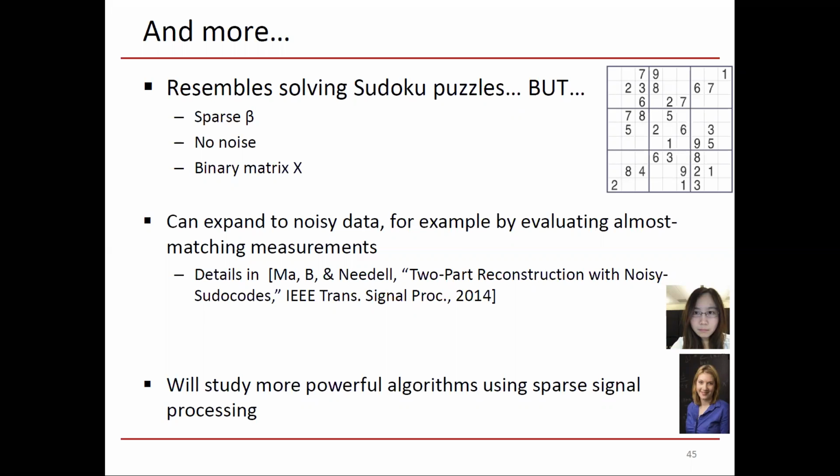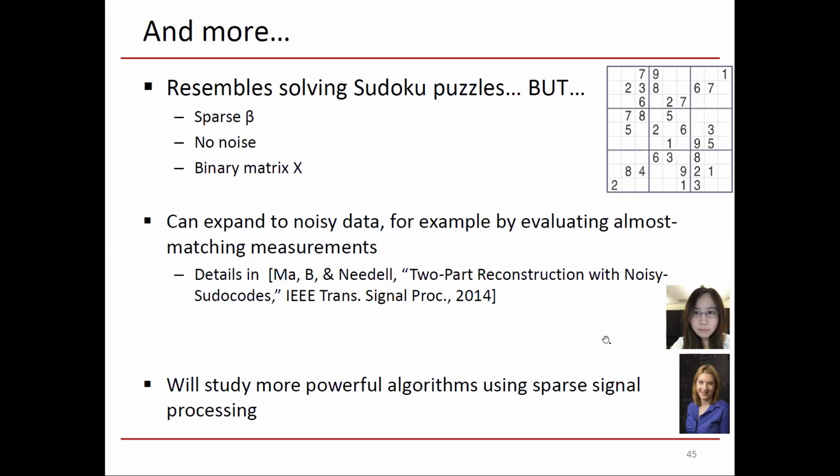In real problems, there will probably be some noise, and also sometimes the matrix will be binary, sometimes not, it depends. So this can be expanded to noisy data, for example, by evaluating almost matching measurements. So we had 2 measurements that were both equal to 1, and imagine that one measurement was equal to 0.9 and the other was 1.05. So they're close. And that's a technique that we used in a paper from 2014 with my 2 collaborators, Yenting and Deanna.